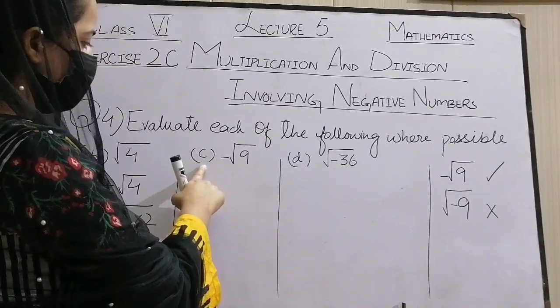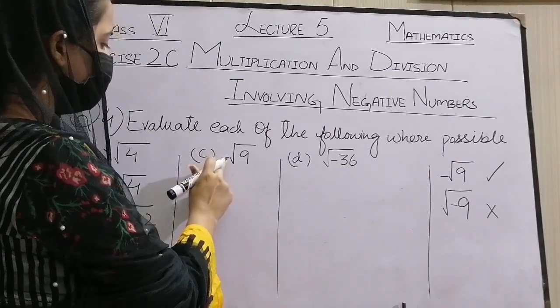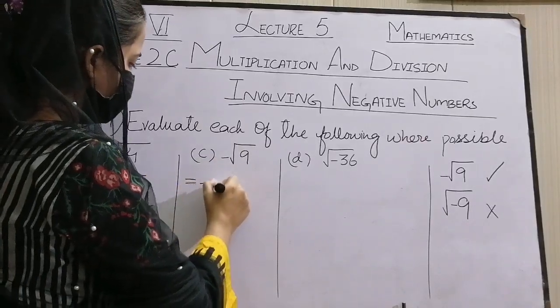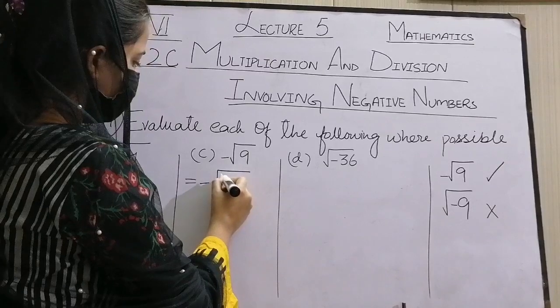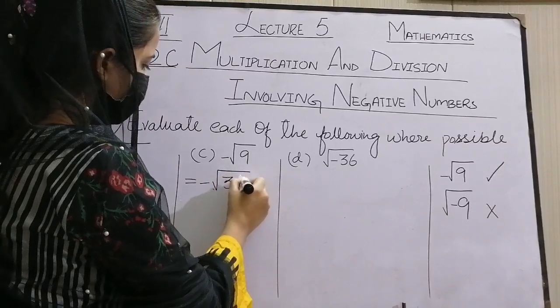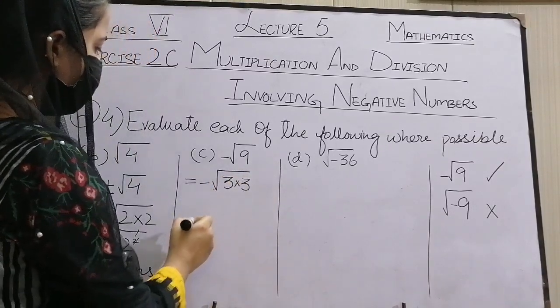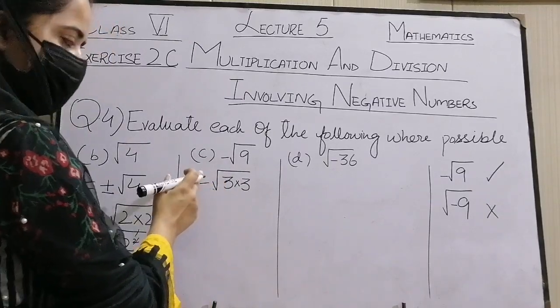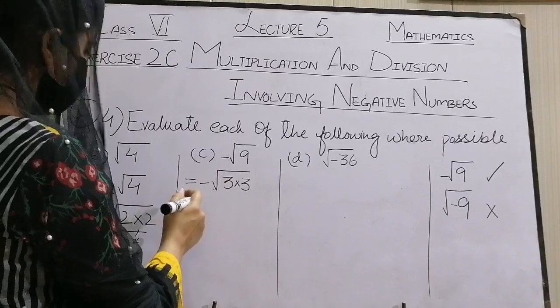Next part is part C. You can see it has a negative sign outside of it. It is possible. Minus 3 multiplied by 3. You cannot write a plus minus sign here because it is already given that this square root is a negative one.